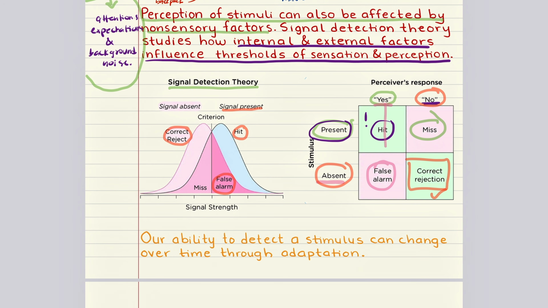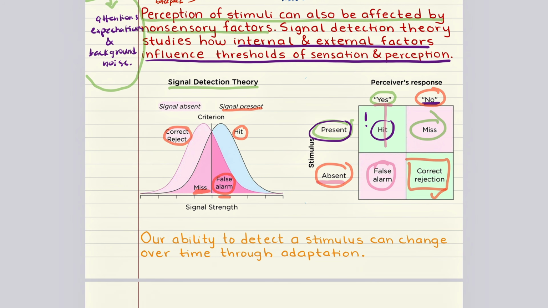And this shows us that perception is not just about stimulus intensity. It also depends on how the brain sets its decision criteria. If you are really expecting the signal, you may be more likely to say, yes, I detected it. But that also increases your chances of false alarms. If you're more cautious, though, you might have fewer false alarms, but you can also miss weak signals.